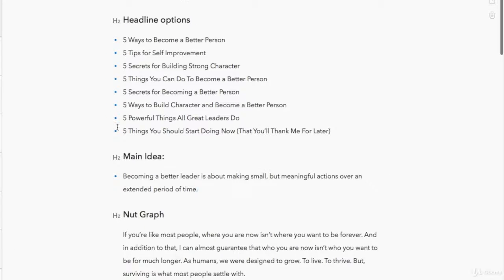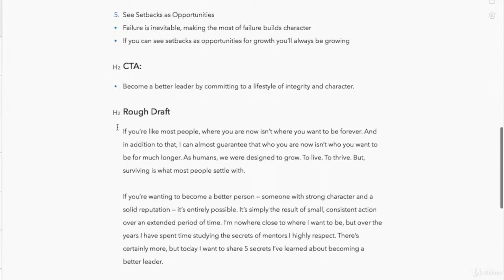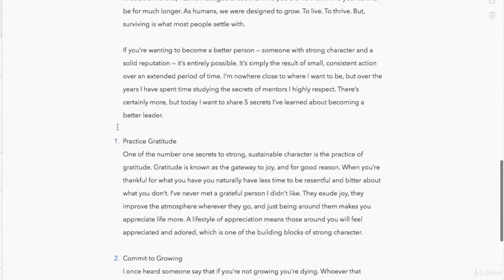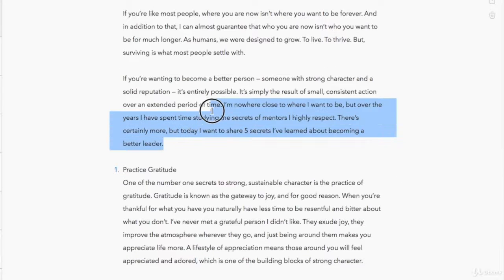Go to my template here, and now I've actually built out all of these supportive points into a rough draft, and I want to focus in on these last two sentences of my nutshell paragraph. So I'm going to read here. It says, "I'm nowhere close to where I want to be, but over the years I've spent time studying the secrets of mentors I highly respect. There's certainly more, but today I want to share 5 secrets I've learned about becoming a better leader."